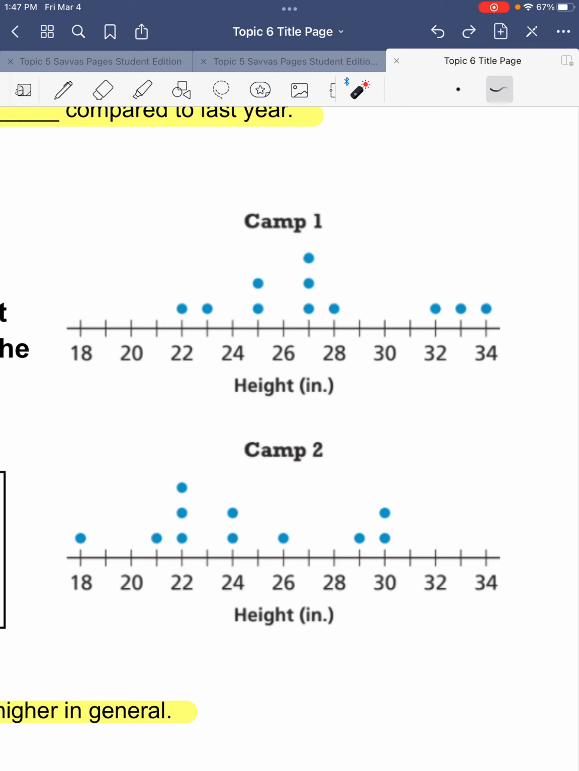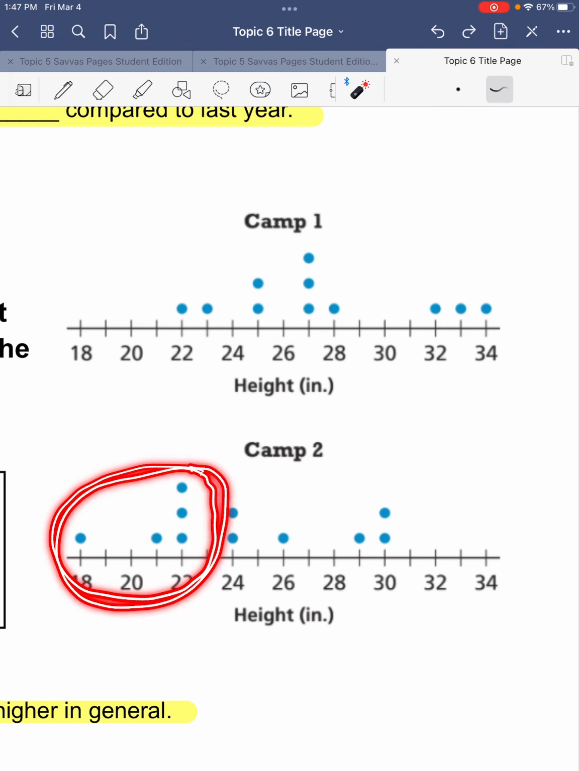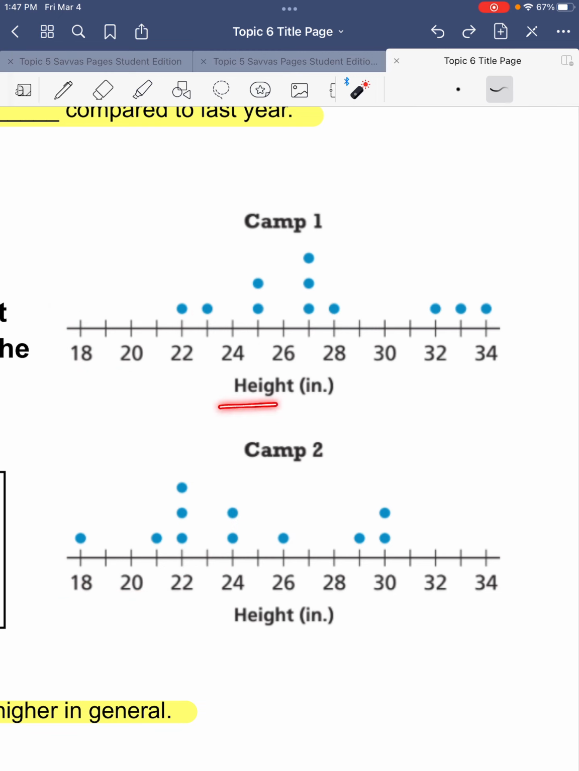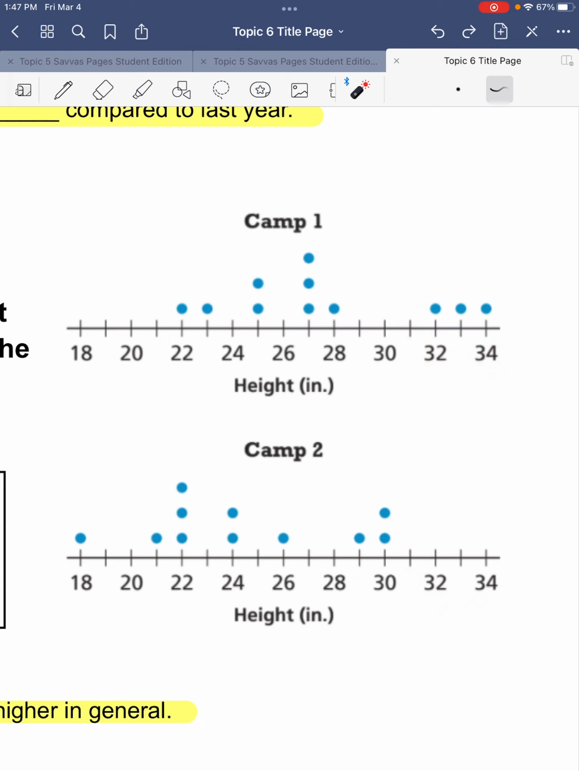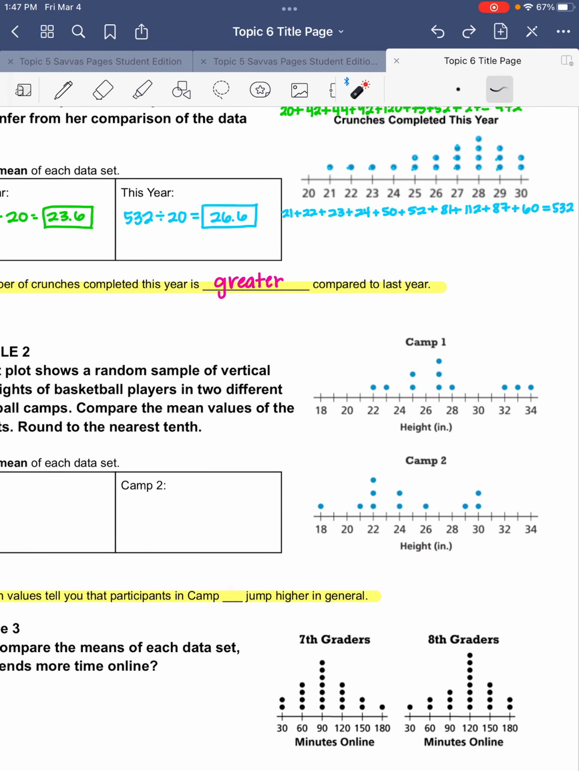Okay, now another thing I look at. See how I've got quite a few data points from 18 to 22 in camp 2? Well, I only have 1 data point there in camp 1. It's like the data is more to the right for camp 1 than it is for camp 2. I can also look at it the other way. There's more data for camp 1 between 32 and 34 than there is for camp 2 in that same area. So again, the data in camp 1 is further to the right than it is for camp 2. So if I had to guess, I would fill this in with camp 1. They jump higher in general at camp 1.